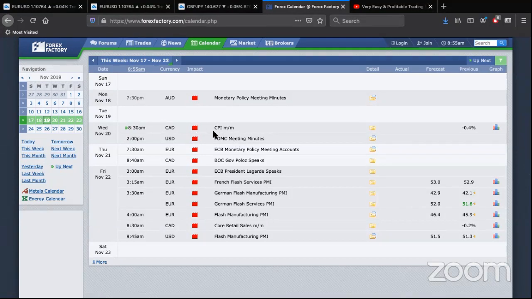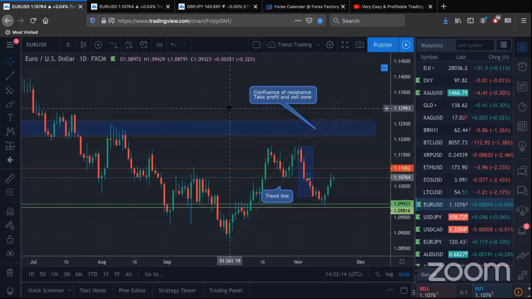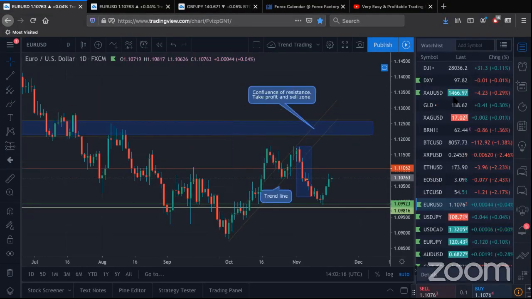We also have some numbers out tomorrow morning on the Canadian dollar, CPI numbers. I don't know whether or not that's going to be too market moving. Let's take a look, and let's start with gold this morning.